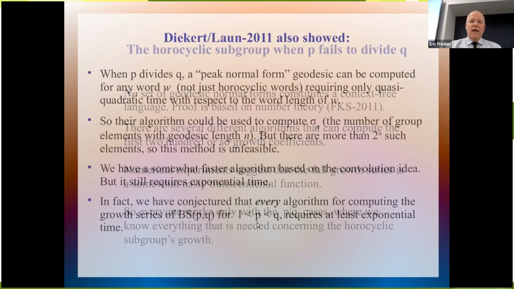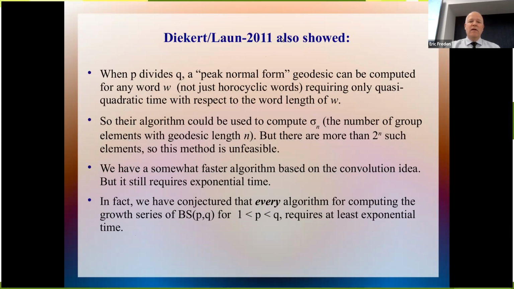All right. So the Diekert-Laun paper I talked about earlier had, as their principal result, that when P divides Q, in the case again, they figured out a way to get a geodesic word for any group element, not just horse words, but any group element way out in the street, going along some cycle way far out there. If you input a word, they do some rewriting and find a geodesic word for it in a nice normal form. I use that in the later work that I'm working on now. Great idea.